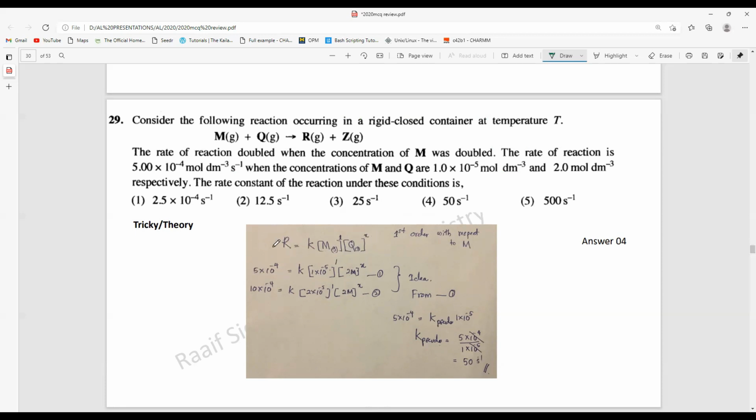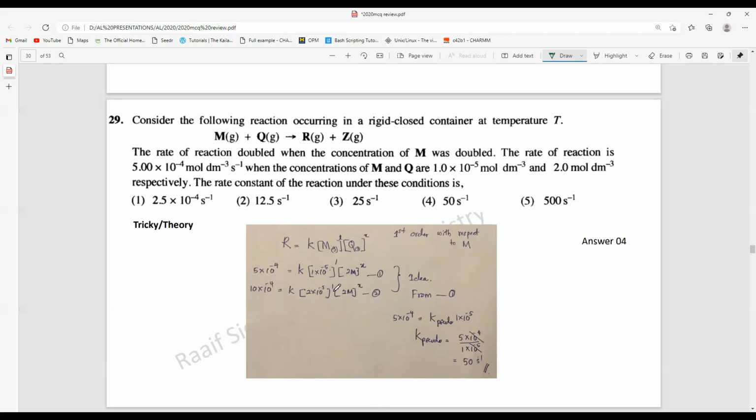Then I can write R, which is 5 into 10 to the power minus 4, is equal to K times 1 into 10 to the power minus 5 to the power 1. Then I do not know the concentration of Q here, but they have given the concentration of Q as 2M. So 2M to the power X. If I double the concentration, 2 into 10 to the power minus 5, my rate should be doubled. That is why I wrote a second equation, to understand the idea. So this is what normally happens.